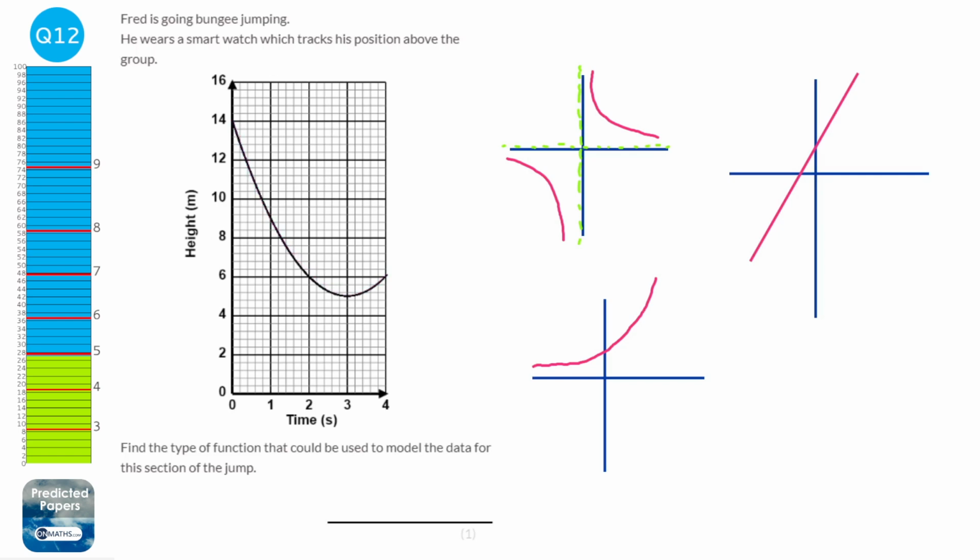So the graph that this is, or could be, is a quadratic graph because it's a nice U shape. So if we carry this on, it could be a nice U shape. It could also be a cubic graph as well. So it could go up and then down and then up, and that's a cubic graph. But the most obvious one is a quadratic graph. So quadratic function.